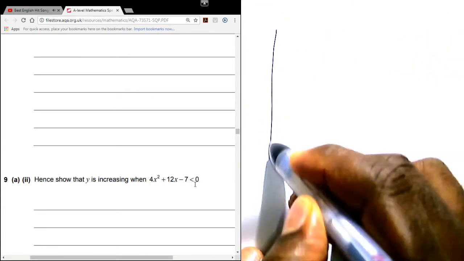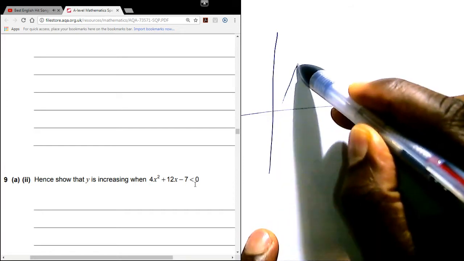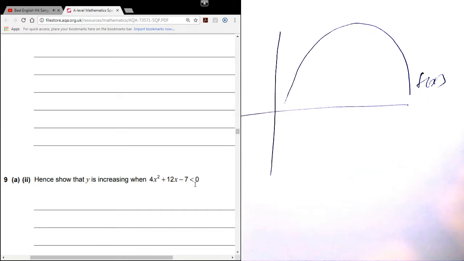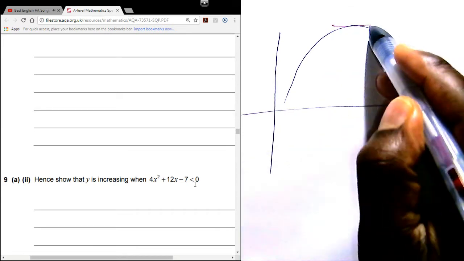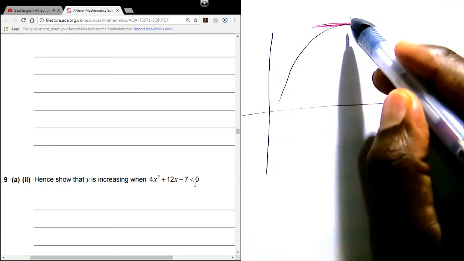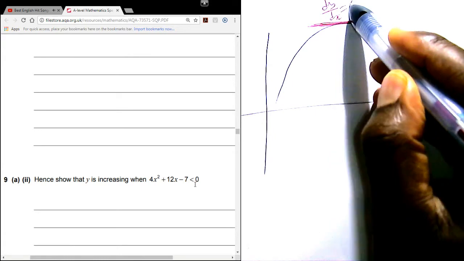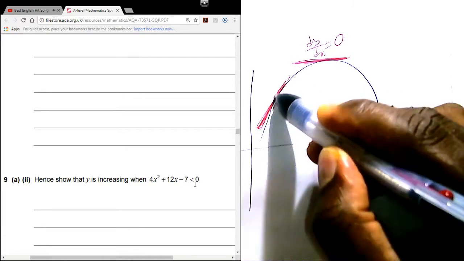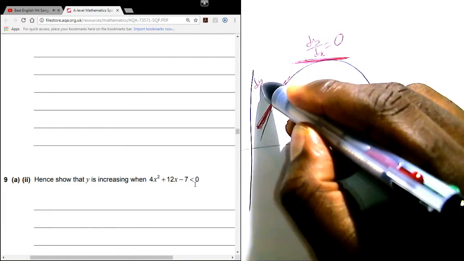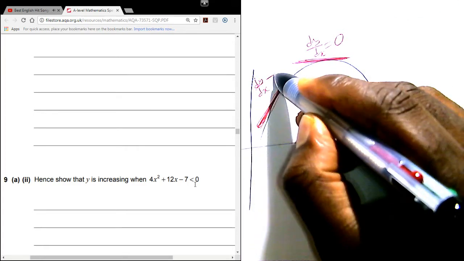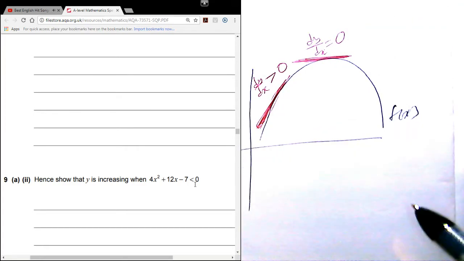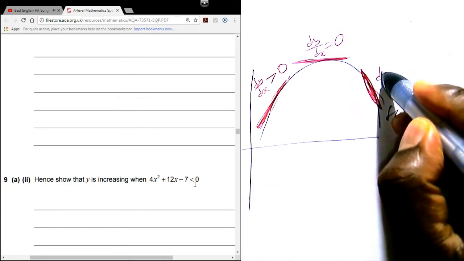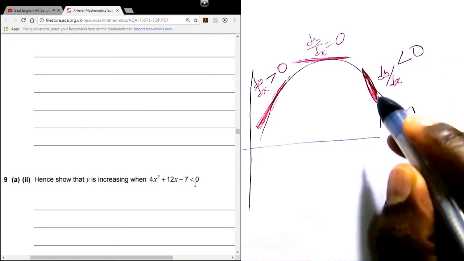So perhaps this would help you a lot. If I draw something like that, and it's a graph of f of x, what do you think would be the gradient at this point? 0, right? So dy dx is 0 at the peak. What do you think about the gradient on this side? It's positive. So dy dx on this side is positive, or I can just say greater than 0. What do you think about the gradient in this area? It's negative. So I could say dy over dx is always going to be less than 0 on that side.